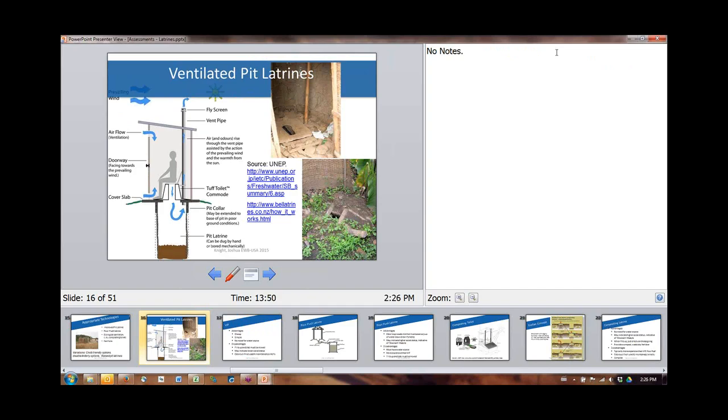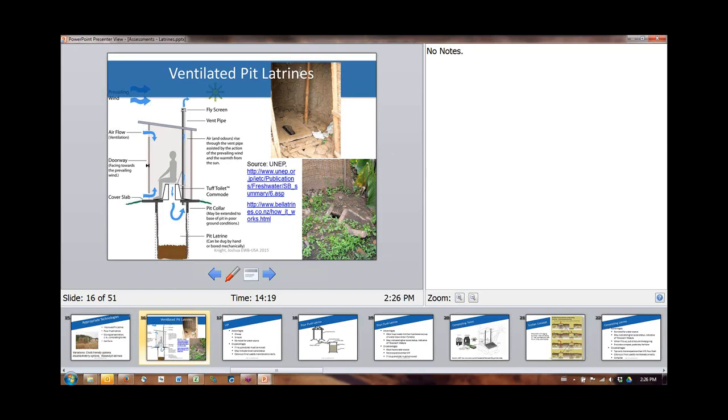All right, so let's talk about all four of these a little bit more in detail here. As you can see here, the ventilated pit latrine is basically just a pit. I'm going to use my mouse here. You've got the man sitting on the latrine. You can see the excrement will go down. And along with that, these blue arrows are airflow.